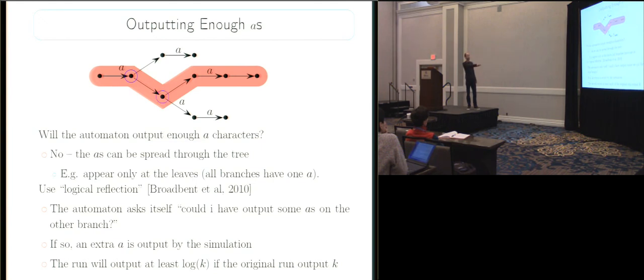Similarly, at this branch, even though we're going up, the automaton can ask itself, could I have output A's on this branch? In this case, we could have output 2, but we can only output a single character. And if we use this logical reflection technique to be able to make these kind of decisions, we can prove that this branch will actually have enough A's on it. So in particular, if the whole tree has k A's in it, we can find a branch that has log of k A's. So that's nice because if k is unbounded, log of k is still unbounded. So we do maintain the unboundedness property.